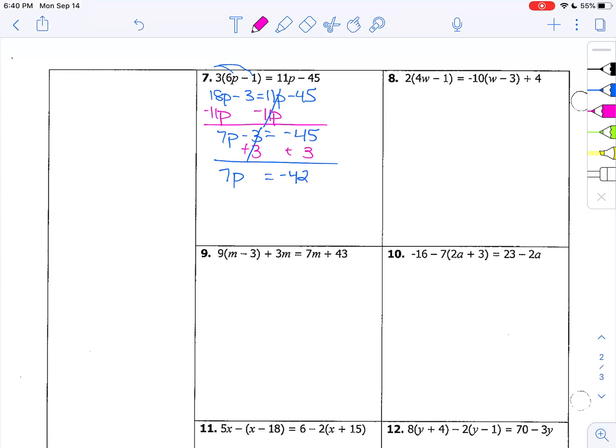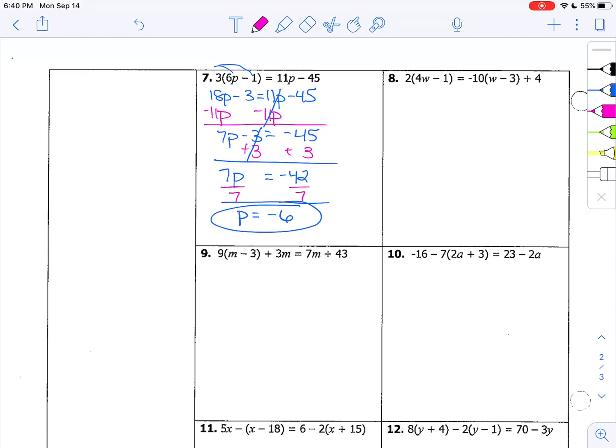I'm not done because my variable isn't isolated yet. I need to get rid of the 7 in front of the p. So we're going to divide both sides by 7, which is p equals negative 6, because a negative divided by a positive is a negative, and 42 divided by 7 is 6. So we have an answer of p equals negative 6. Let's take a look at another one.